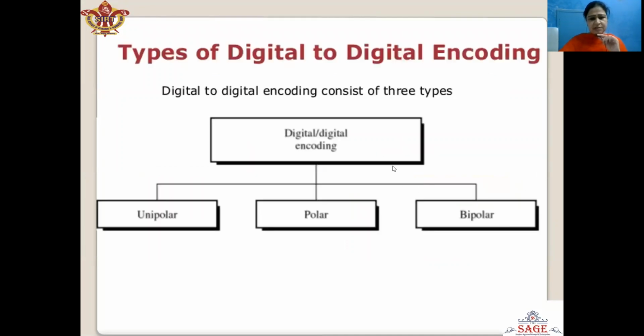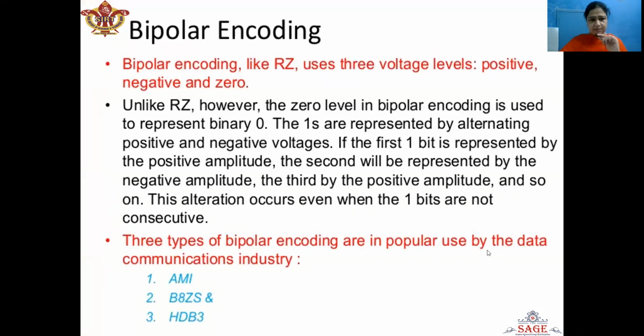Now, digital to digital encoding is categorized into three categories: unipolar, polar, and bipolar. In my previous lecture, I have already discussed first two methods, that is unipolar encoding method and polar encoding method. Now in this lecture, I'll be discussing the third line encoding method, which is bipolar encoding method.